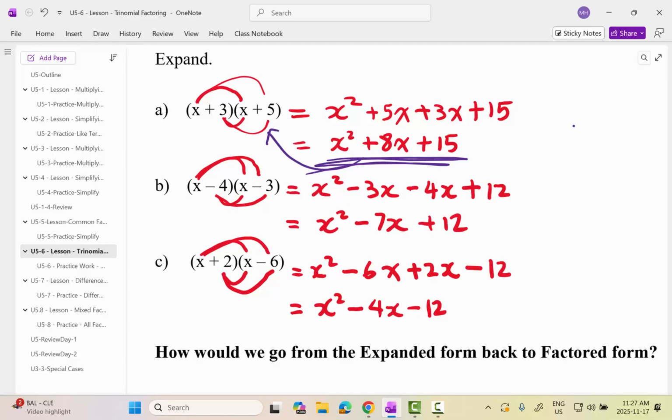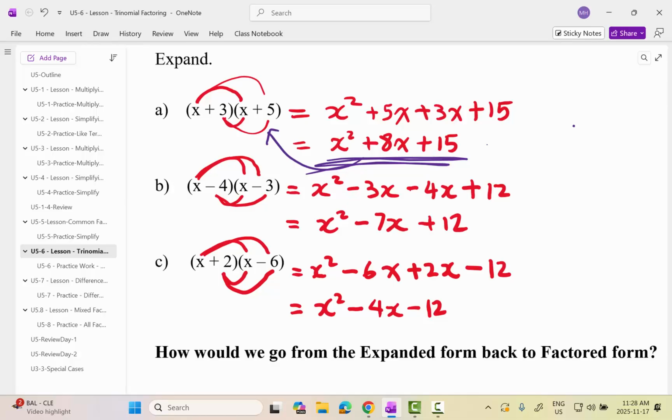How can we go from expanded form back to factored form? Look at the expanded form. What do you have? x squared, yes? We have x squared. Where did that x squared come from? x times x. So, if we want to make this x squared plus 8x plus 15 into two brackets, that means that the two brackets must have what? x times x. Does that make sense?